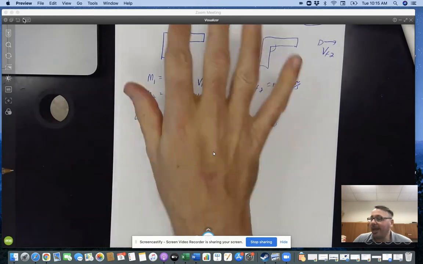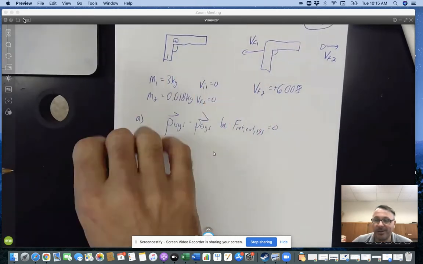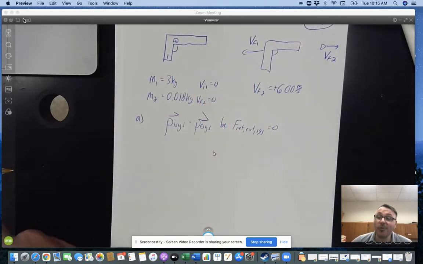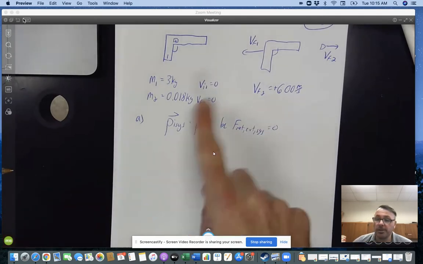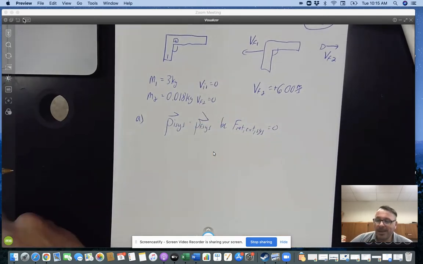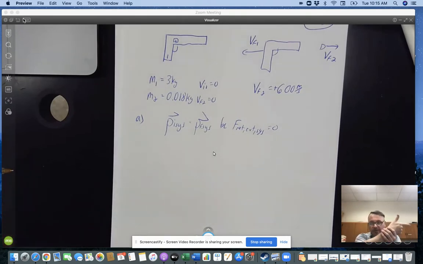I'm not drawing anything attached to the gun, but that's probably silly. There's probably someone holding the gun, right? So you may say, like, what? So there's a net external force because the gun is constrained. Well, not if you do it right. If you fire a gun correctly, actually, so here's my finger gun.